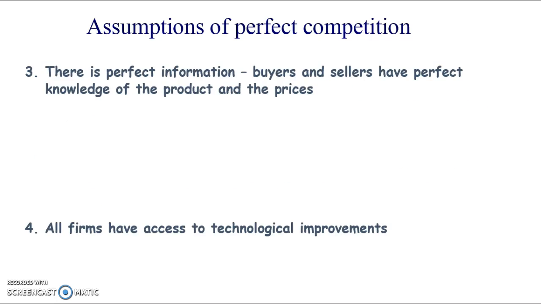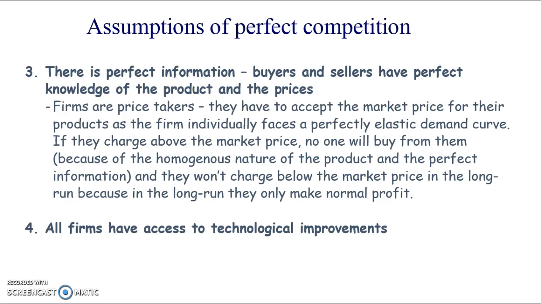There's perfect information as well, so buyers and sellers have knowledge of the product and the prices. So therefore, firms cannot set a price above the market price, as no one's going to buy from them because it's homogeneous and all the consumers know that they can get the product cheaper elsewhere. So this is going to have an implication on them. They're only going to be able to make normal profit in the long run.